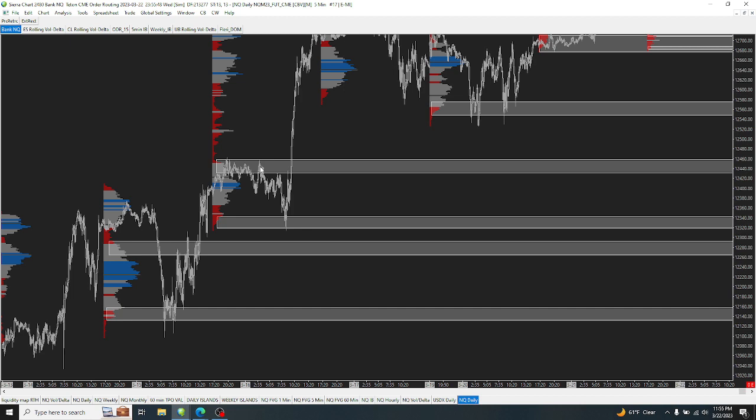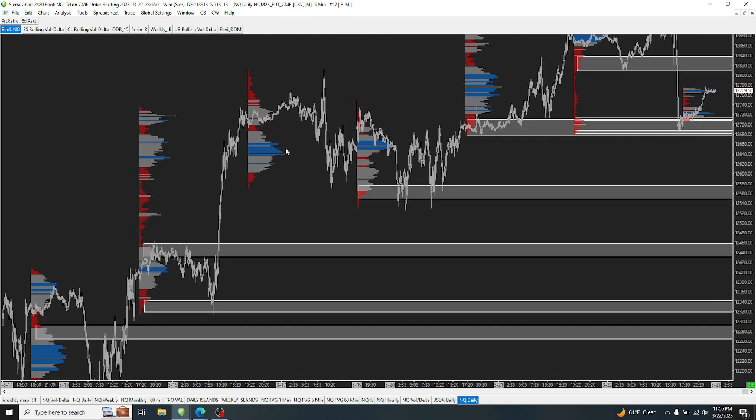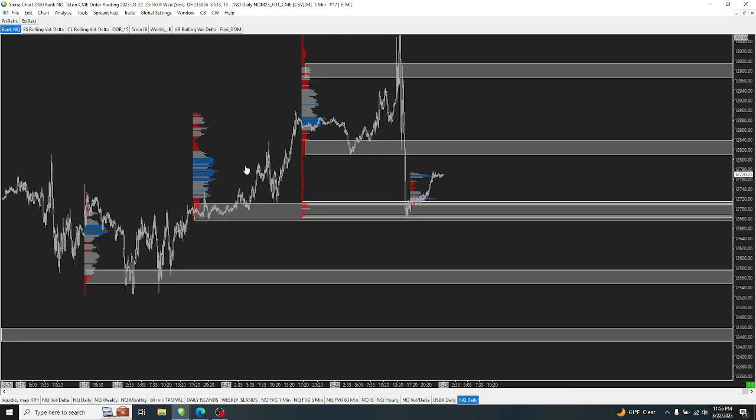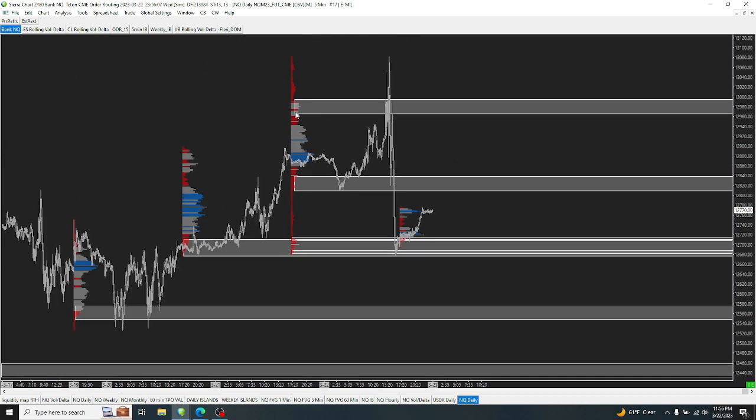So if it's not tested in this daily, these stay on. These aren't tested in this daily, these stay on. Both of these were tested in this daily, so these come off. Same thing. This was tested in this, but I kept the low on. And then same goes for this one. So obviously now we're below it on this move.